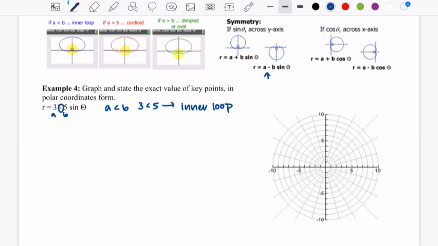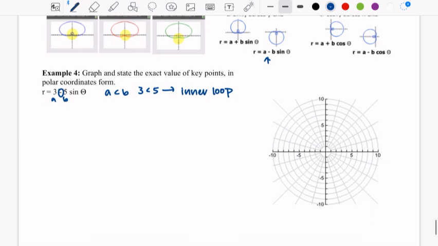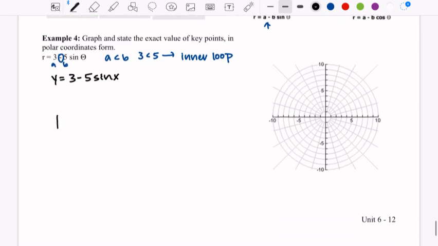Okay, again, to graph this, we're going to come up with our coordinates as if we were talking about y equals 3 minus 5 sine x. All right, so let's graph this.